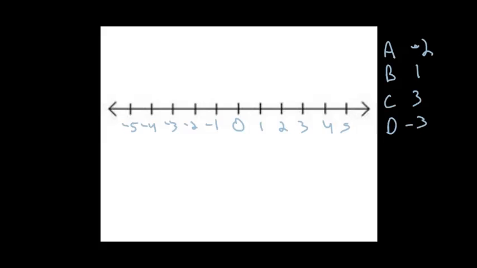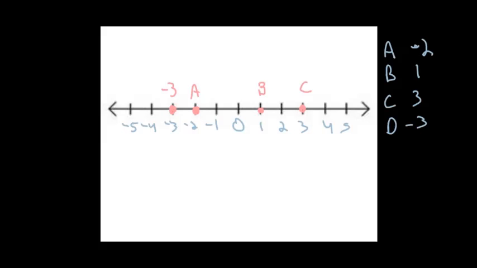Alright, so now we're going to place some numbers on our number line there. So the first one is the letter A at -2. So when you place a number on the number line, or an integer on the number line, you're going to put a dot on that number and then the letter above it. So A is at -2, B is at 1, so we're going to place a dot at 1 and put the letter B. C is at 3, and D is at -3.